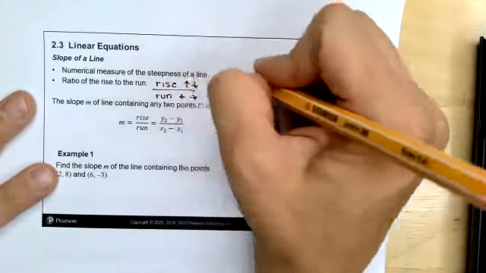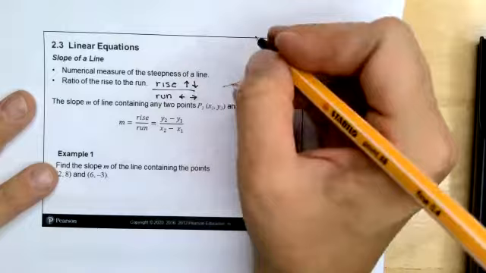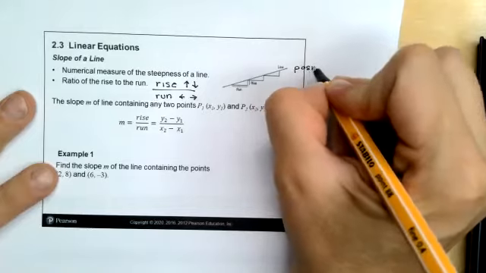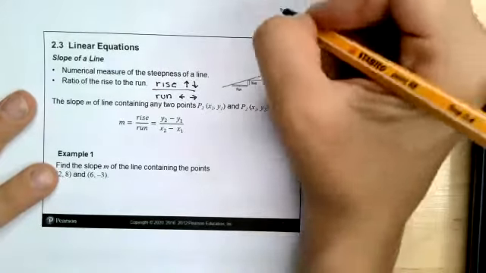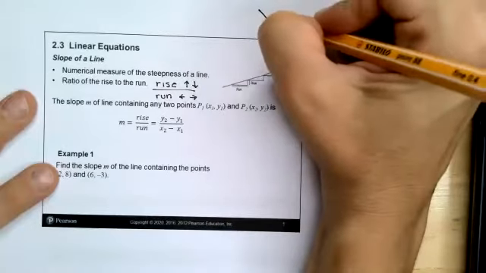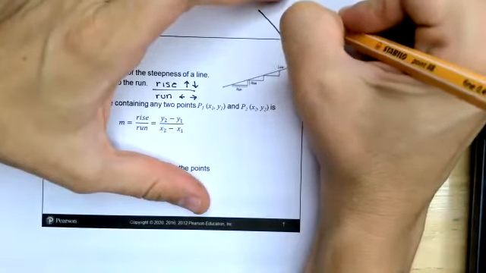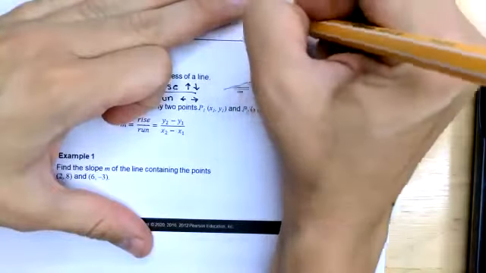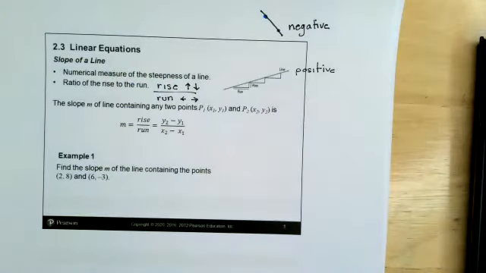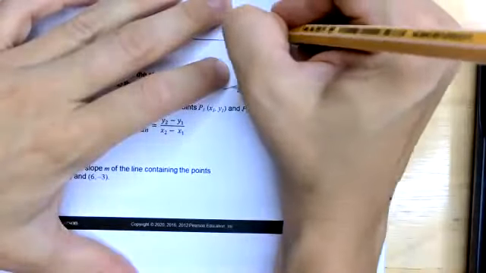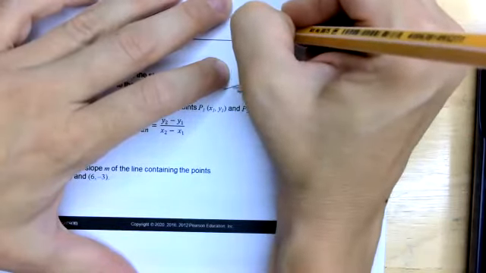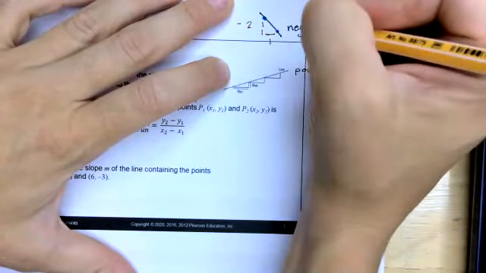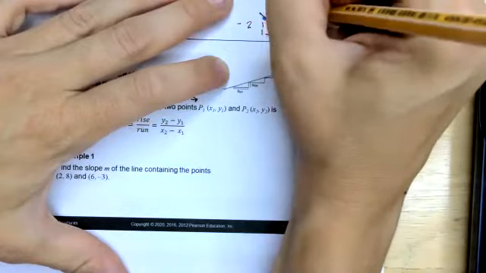So the rise is always on our y-axis. The run is always on our x-axis. This would be a positive slope, whereas this would be a negative slope. And we just represent it by counting. For example, if this is down 2 over 1, if this is -2, +1, that slope would be a -2 slope.